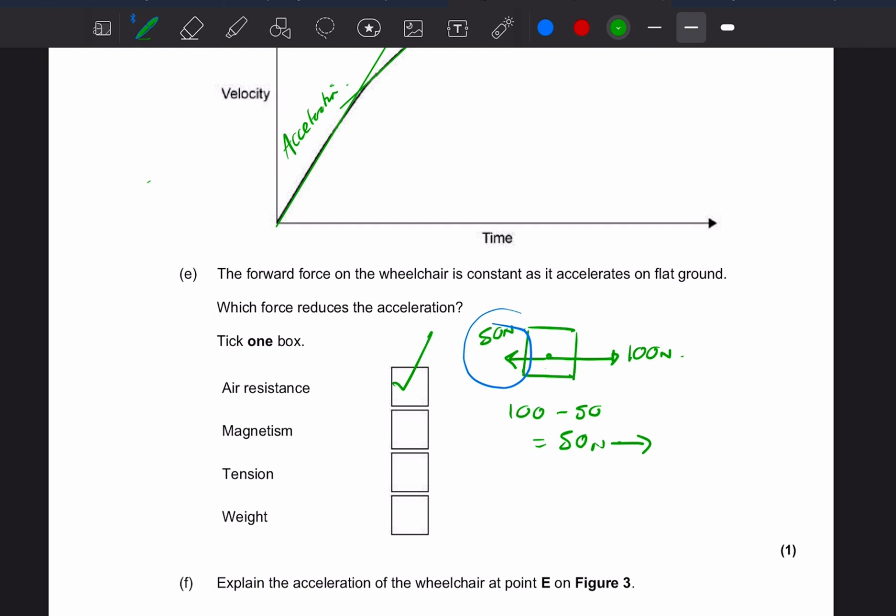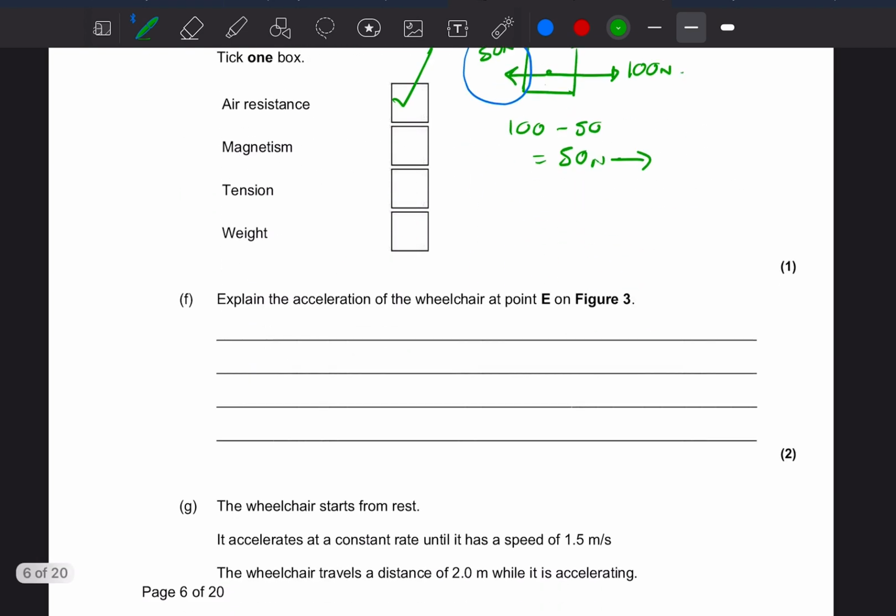The more air resistance, the slower the acceleration, because the bigger this backward force is going to be. The less air resistance, the faster the acceleration, because there's going to be less backwards force, so the resultant force is going to be bigger. So you could streamline your wheelchair to make it go faster.